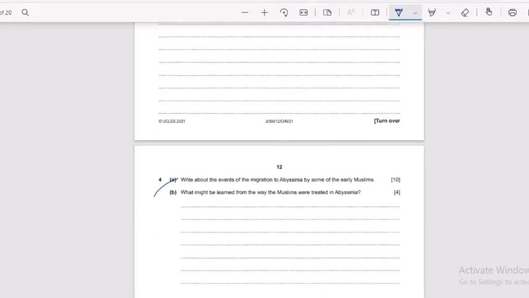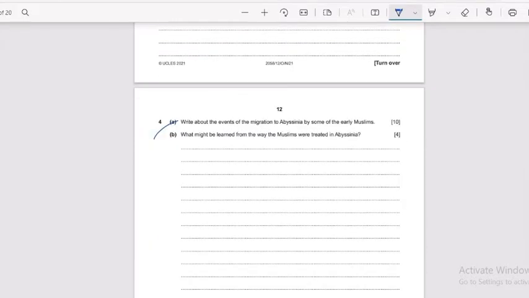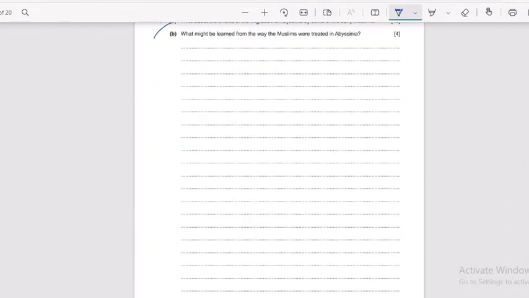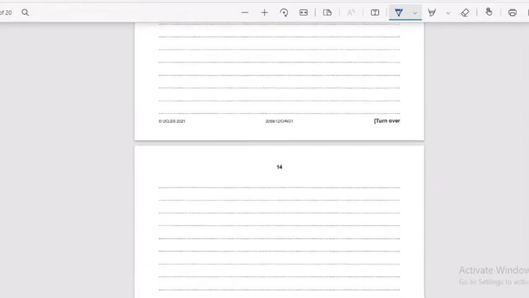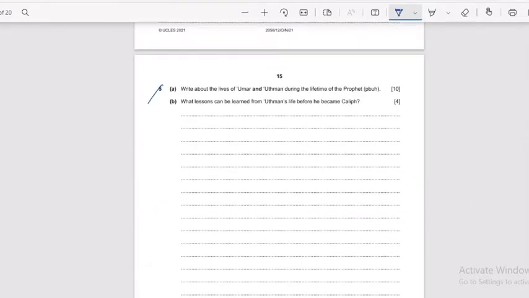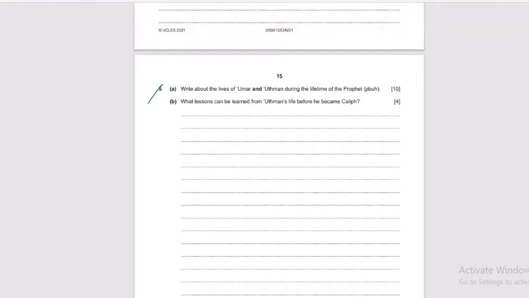Now let's talk about question number 4. It says, write about the events of the migration to Abyssinia, again about the life of the Prophet. Question number 5 says, write about the lives of Umar and Uthman during the lifetime of the Prophet, peace be upon him. So this is about the first Islamic community. So in this October-November series, they have given 2 questions from the life and importance of the Prophet, peace be upon him, and 1 question from the first Islamic community.